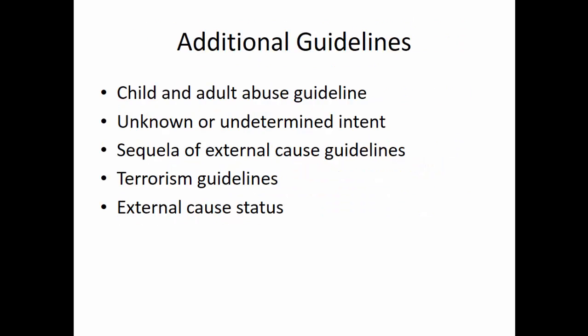There are also guidelines with respect to child and adult abuse, unknown or undetermined intent, the sequela of external cause, terrorism, and external cause status codes. Please go to your guidelines whenever you come up against any of those.